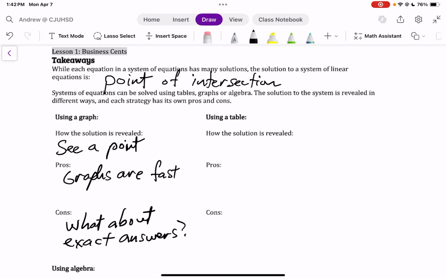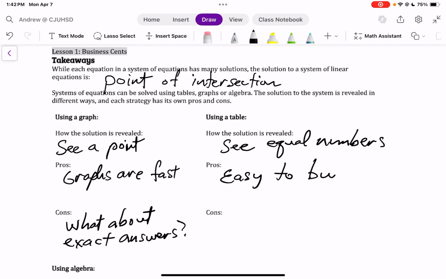If you're using a table, you're going to see equal numbers. Just like we saw 100 in both tables. The pros are it's easy to build a table. The cons would be, again, what about exact answers? What about decimals? Are you really going to know if it's a decimal where that is?